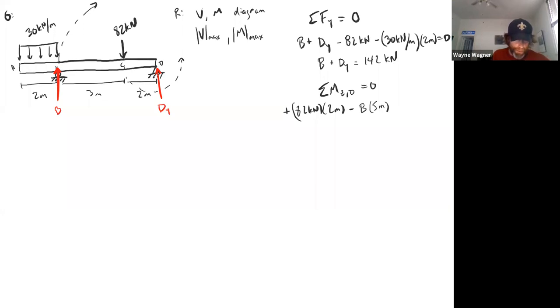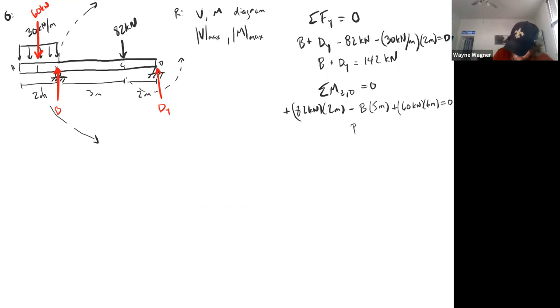And then we got this 30 kilonewtons per meter, which looks like it's going to have to act at its centroid, so right in the middle there. And so ultimately we can replace that 30 kilonewtons per meter, if we multiply times 2 meters, with a 60 kilonewton force acting right there. So we'll say 60 kilonewtons, and that's causing things to rotate this way, counterclockwise. That's a plus 60 kilonewtons times 6 meters, its moment arm, equals 0.